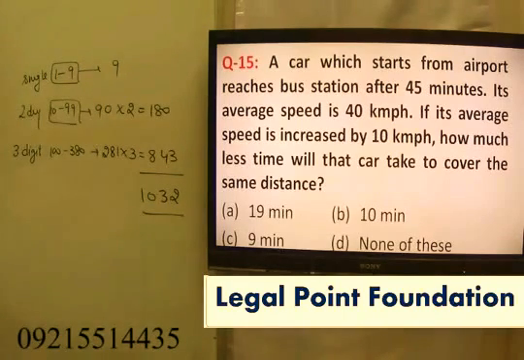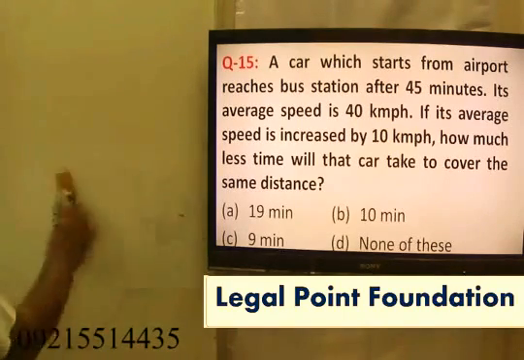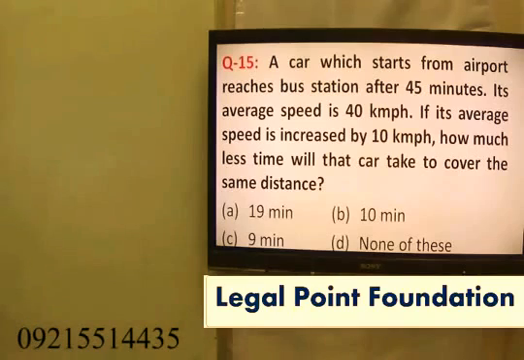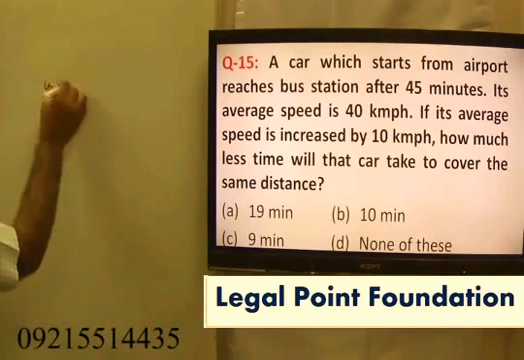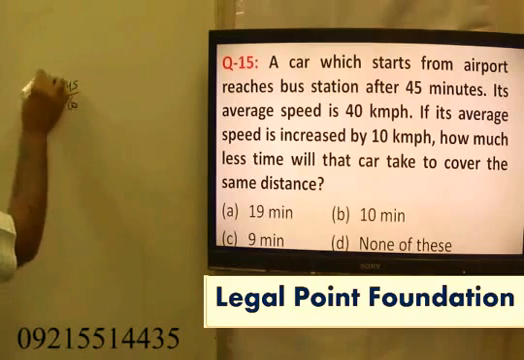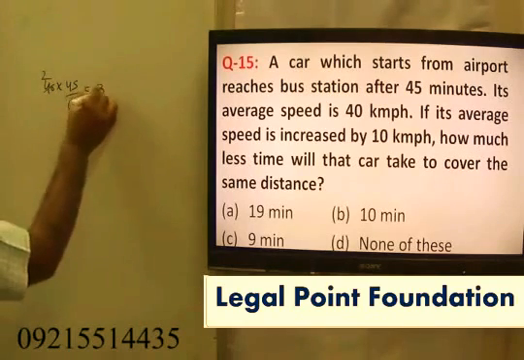Next we have question number 15 here. Question of time, speed and distance. A car which starts from airport reaches bus station after 45 minutes, means airport to bus station it takes 45 minutes. Its average speed is 40. It means what is the distance? 40 into 45 upon 60, that is 30 kilometers.